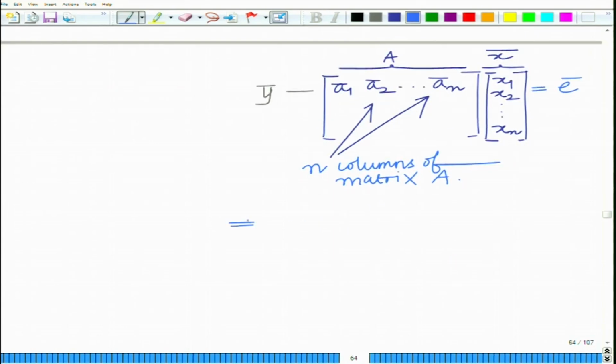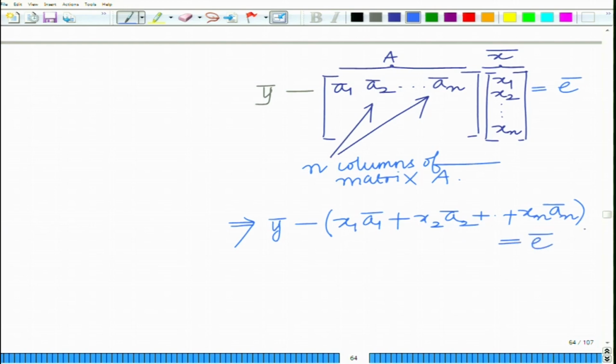and so this implies that y bar minus, now if you multiply this out, you will get x1 times a1 bar plus x2 times a2 bar plus, what, xn times an bar, this is equal to e bar, the error vector.